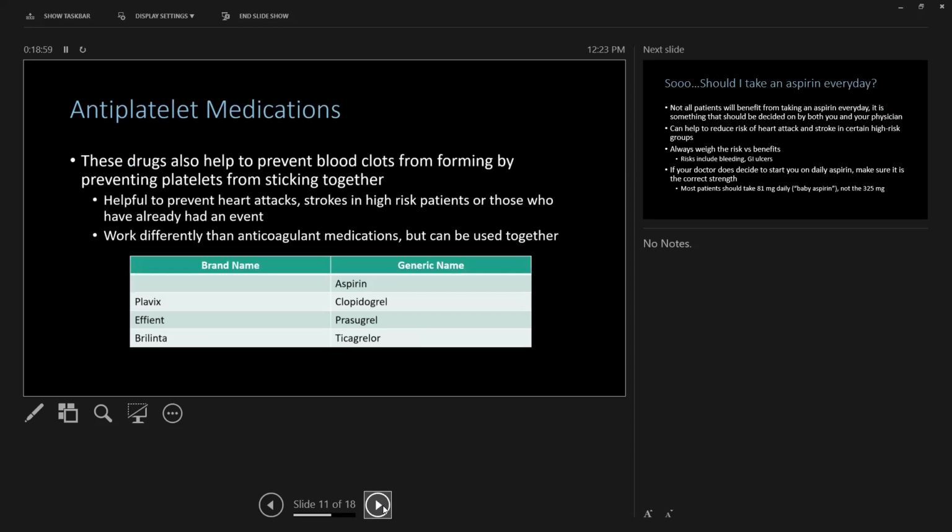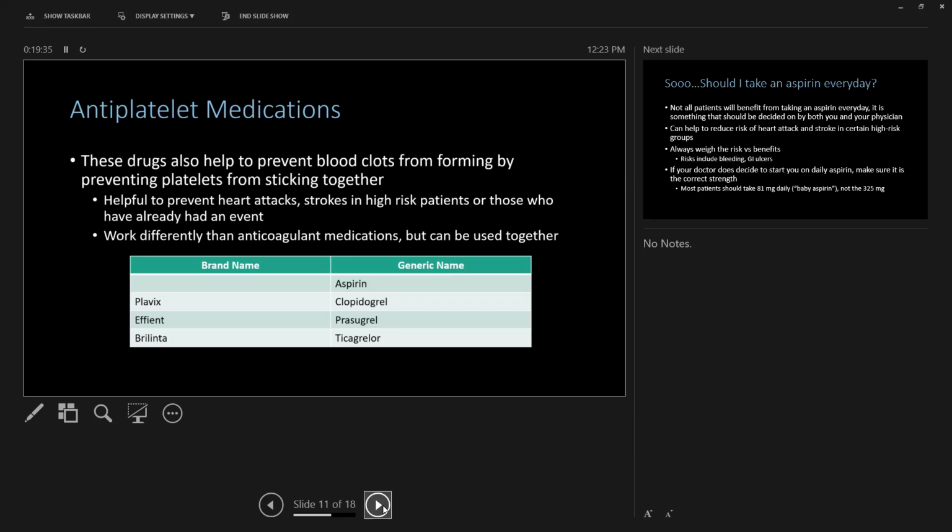And something that's kind of similar and often talked about together are going to be antiplatelet medications. So these are drugs that also help your body from forming blood clots by decreasing platelets sticking together. So remember we talked about the anticoagulants and how they work. These work similarly, but just at a different stage of that clot formation. So they decrease how sticky your platelets are. So these are drugs that are really helpful to prevent heart attacks and strokes, especially in high-risk patients.